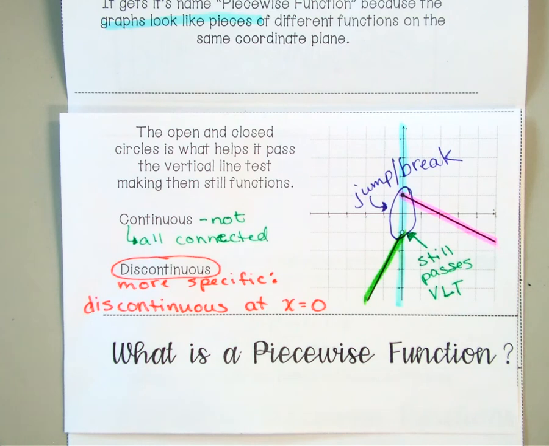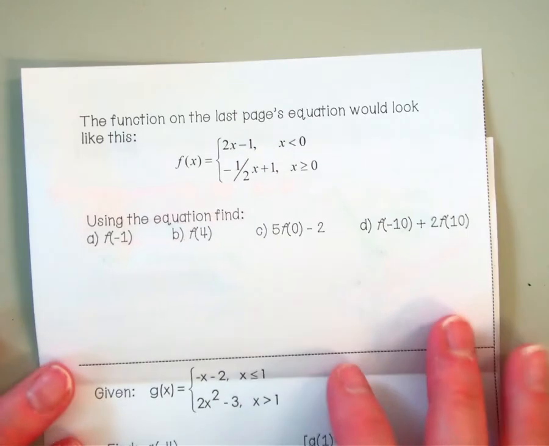Okay, so piecewise means there's pieces of different graphs. You could have linear graphs. You could have some quadratics in there. You could have your absolute value in there. You could have a radical. Any type of graph can be thrown into a piecewise function. It just means you have different pieces in it. Okay. So let's talk about evaluating our piecewise function.